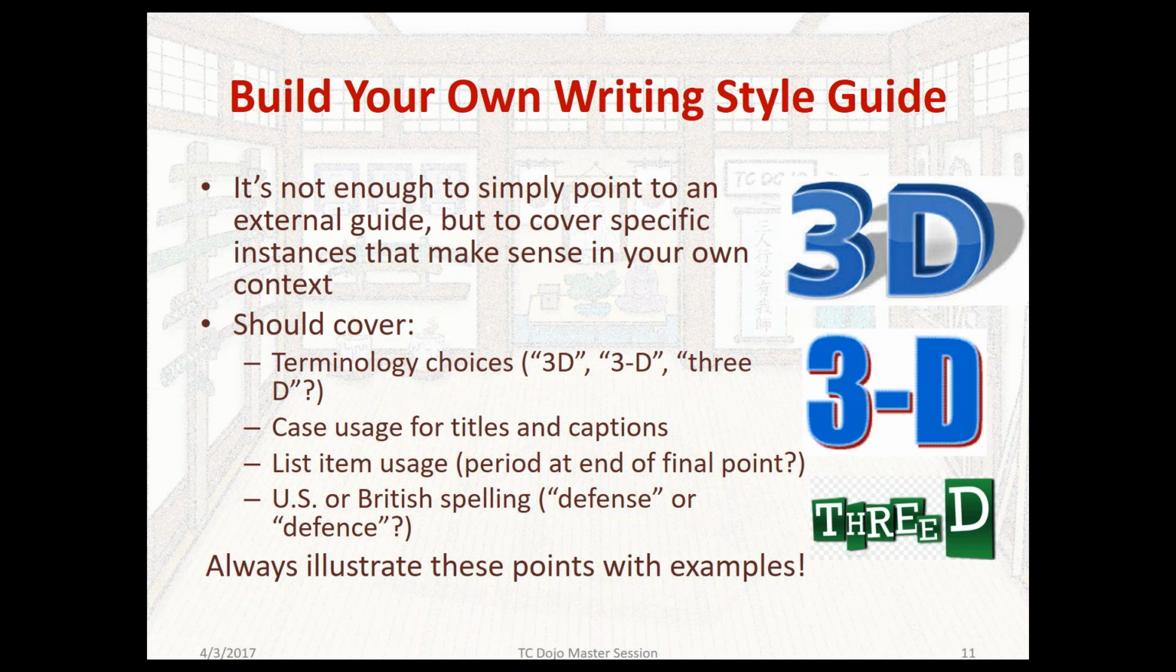Again, trying to get across the idea of having a single consistent voice to put across to your audience. You want to talk about things like, say, case usage for titles and captions, and again, trying to be consistent. List item usage, do you have a period at the end of the final point, for example, or not? And what is the type of spelling that you have? Do you use US or British, or the combo sort of Canadian, which picks and chooses from one or the other depending on context? And when you're pulling these examples together, always illustrate with examples.